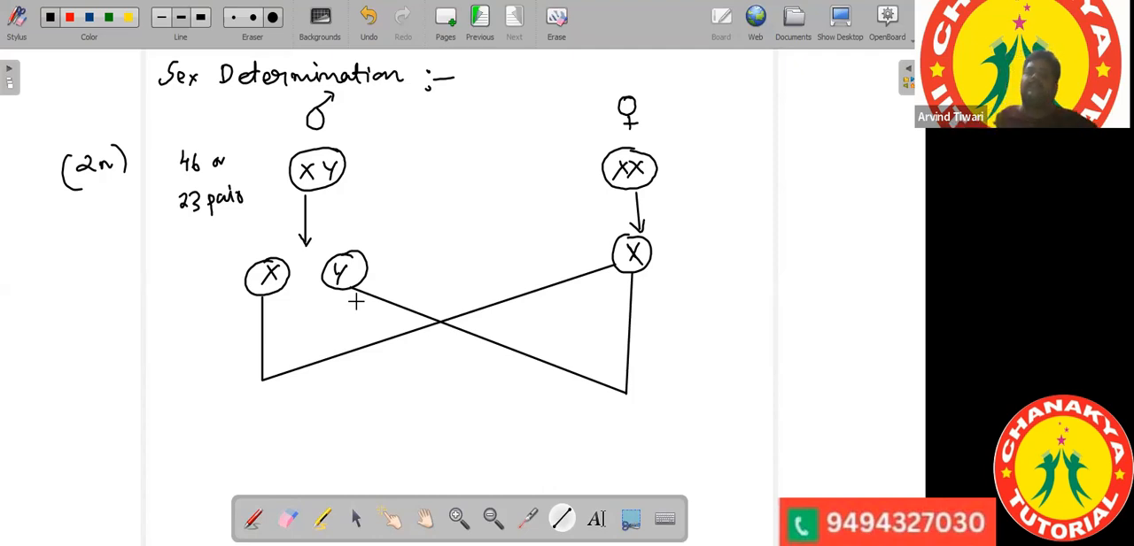If the X type of sperm cell fertilizes the ovum, you will have the formation of XX, which will be a girl child. So you will have here the formation of a girl child. And if the Y chromosome fertilizes the X, you will have the formation of XY, and this will represent a male child.